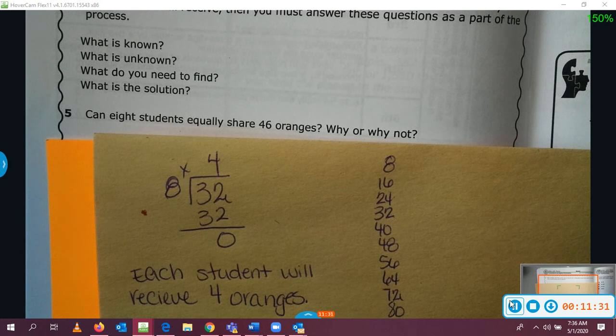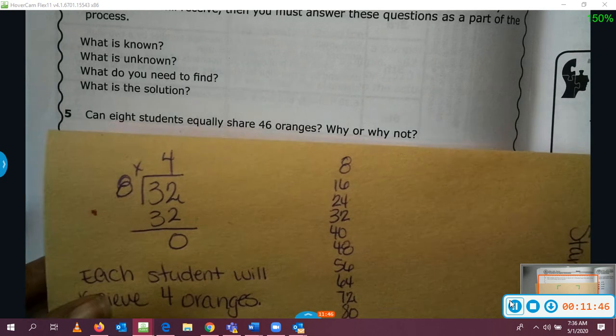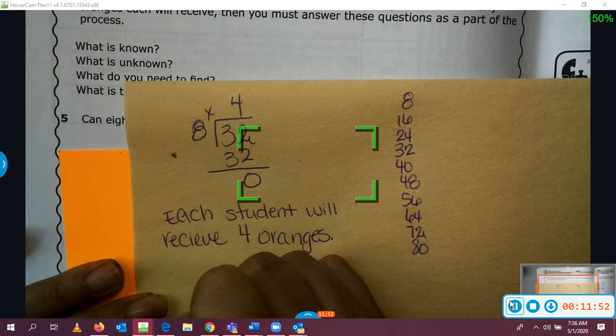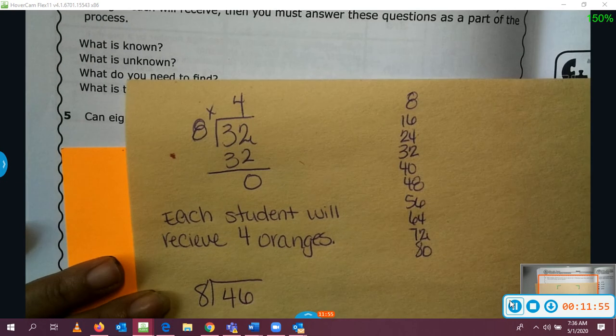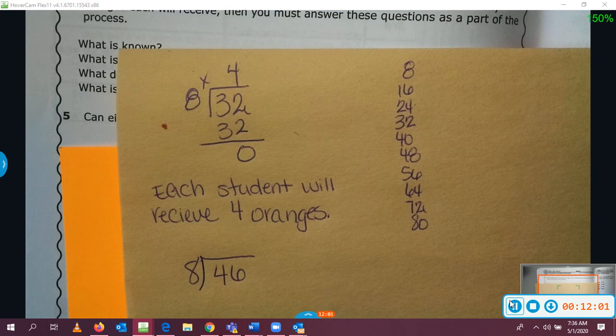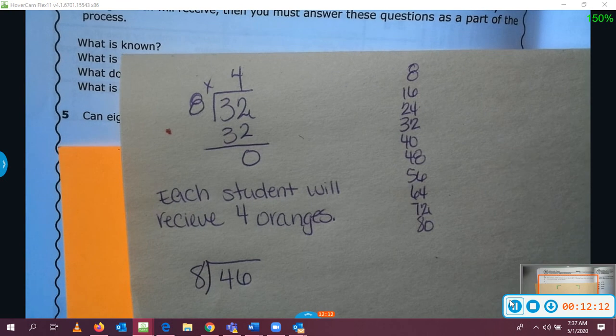Number 5. Can 8 students equally share 46 oranges? Why or why not? Okay, so the first thing you would do, what would that look like in a numerical sense? In a numerical problem, it would look like 8 and the bracket, and then the total will be 46. So that's what they're asking you. Divide 8 into 46. Is it possible? It is possible. However, let's see what it looks like. Because I don't see 46 on our list over here. Do you? No. So let's go.